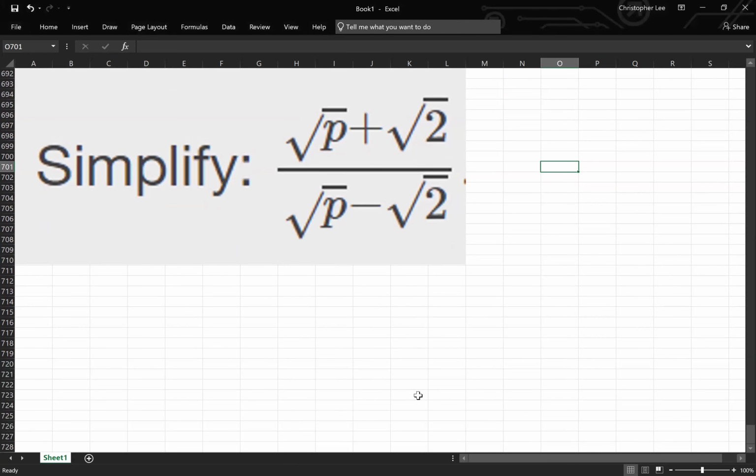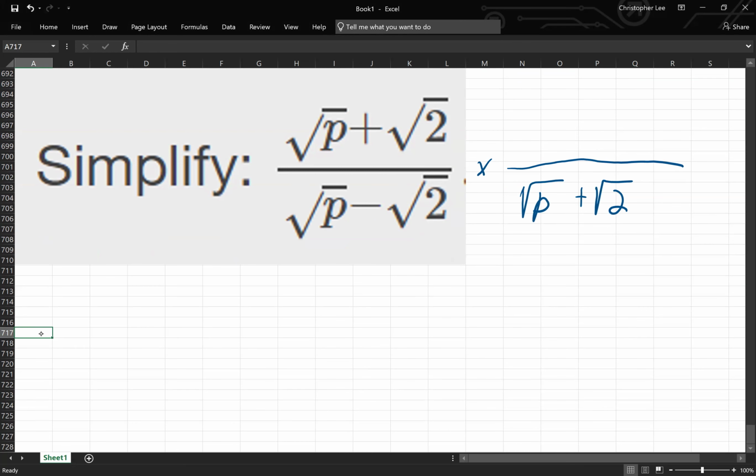All right, let's take a look. Again, I'm okay with the radicals in the numerator. I don't want them in the denominator. So what am I going to do? I'm going to multiply this by the conjugate. Conjugate is just the opposite of the denominator. So this is going to become square root p plus square root 2.